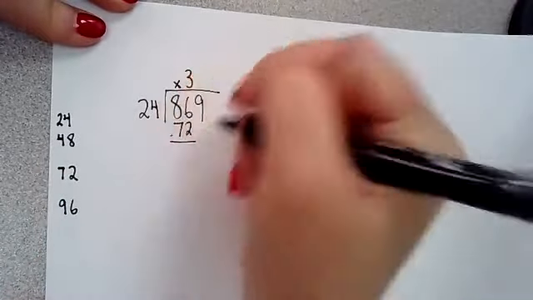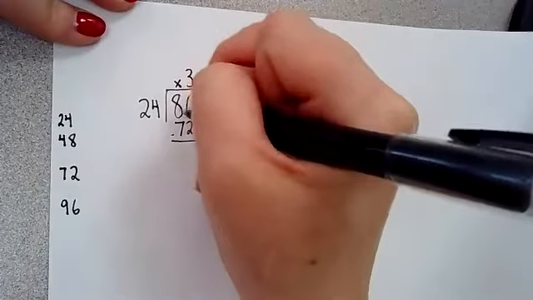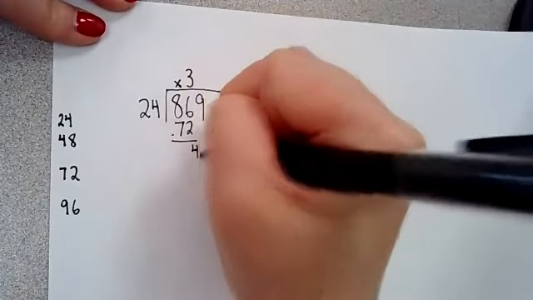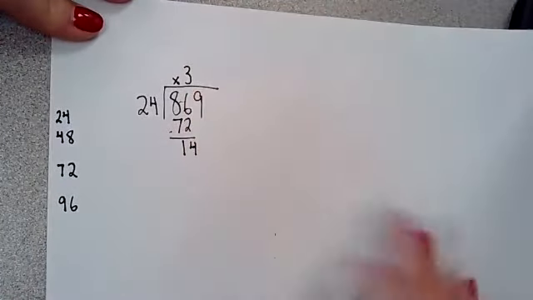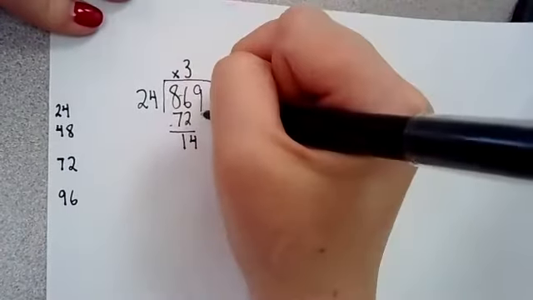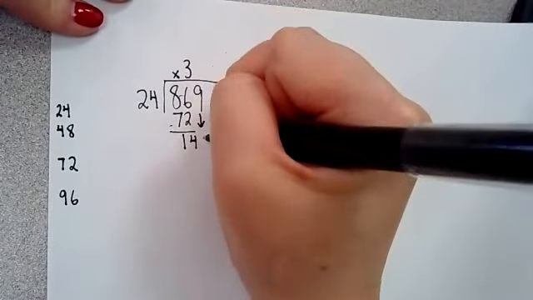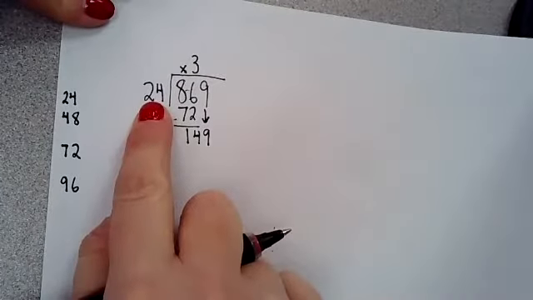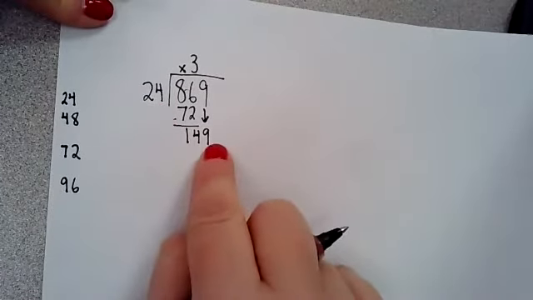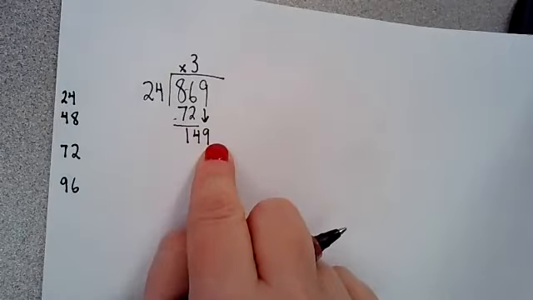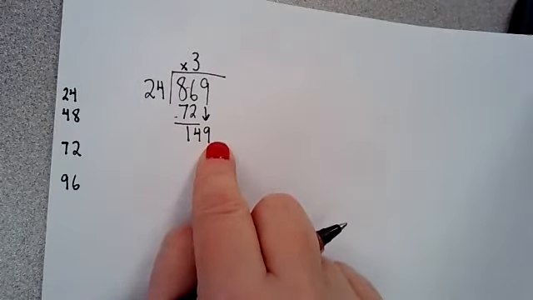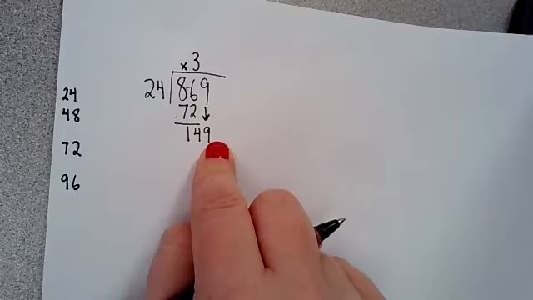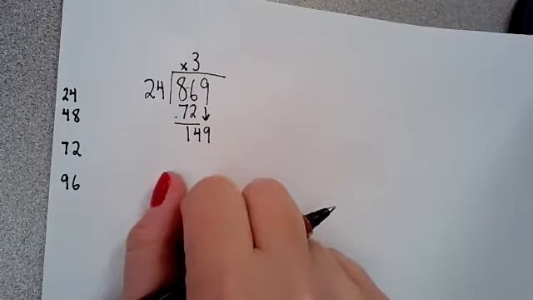When you subtract, you get 6 minus 2 is 4, 8 minus 7 is 1, all right? Then you have to bring down the 9. So now you're asking yourself, how many 24s are in 149? All right, so I'm thinking to myself, how can I easily solve this?